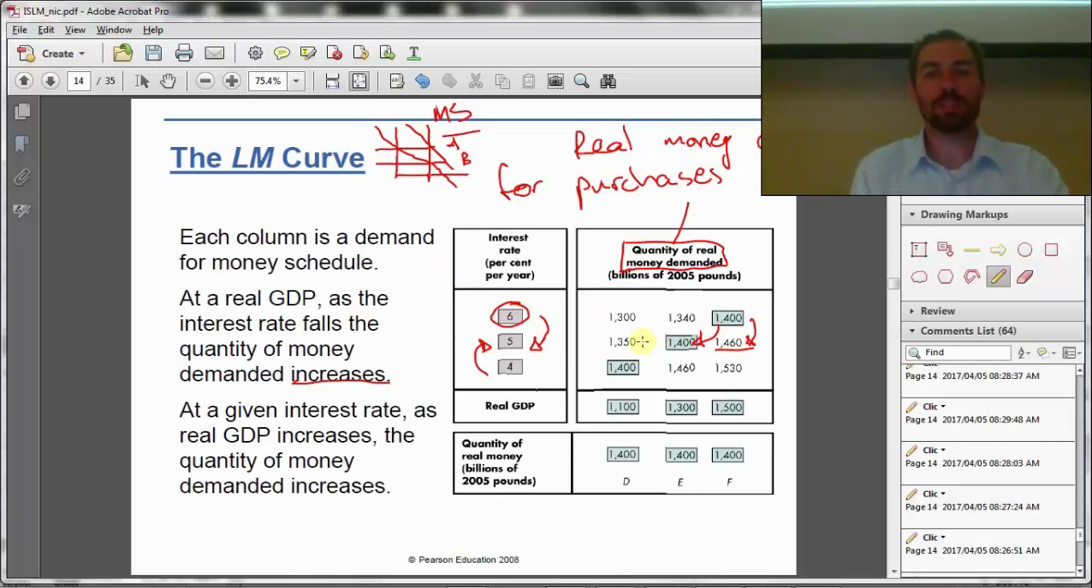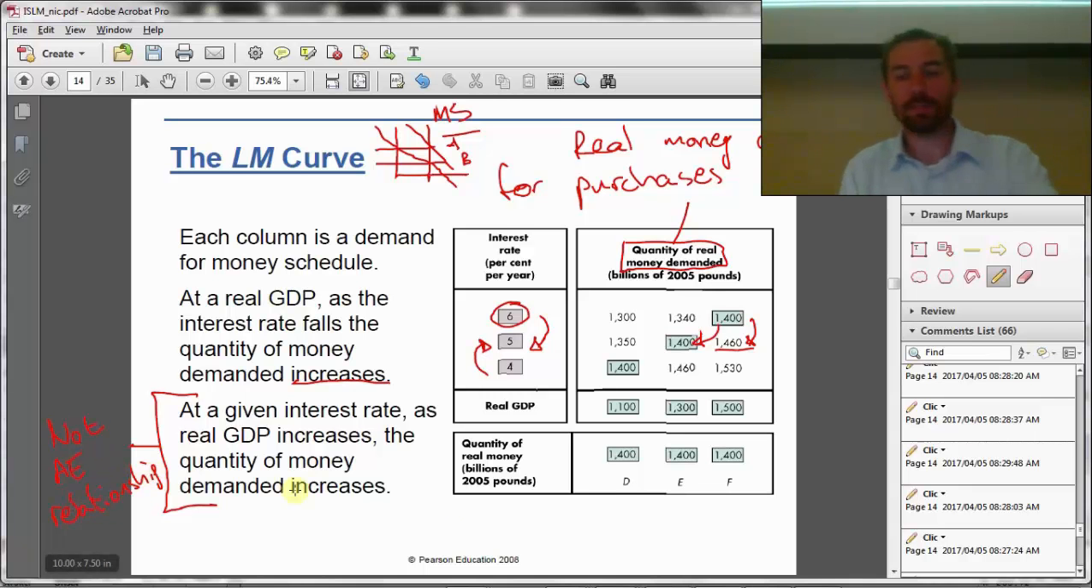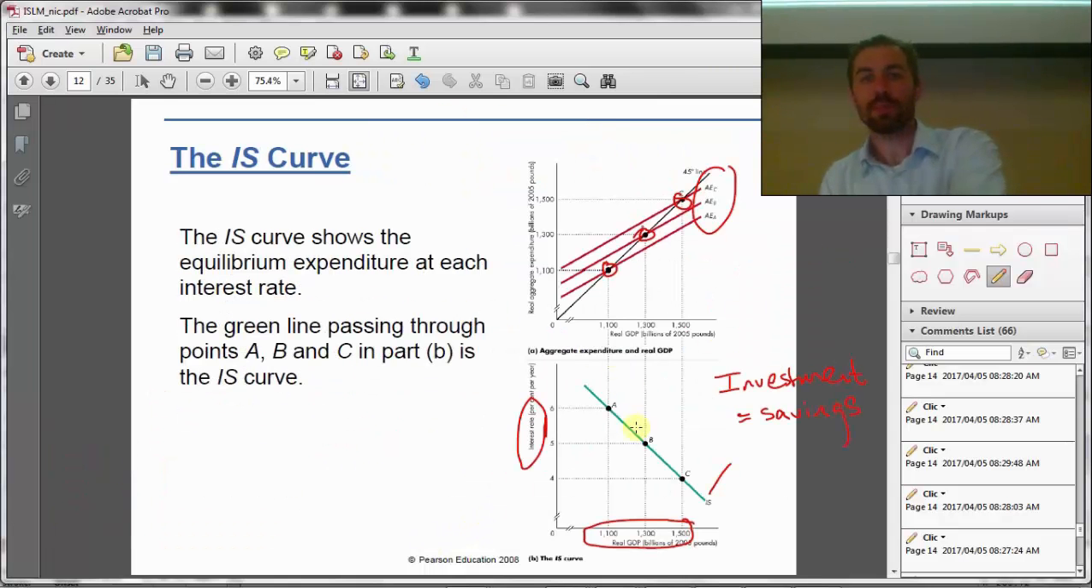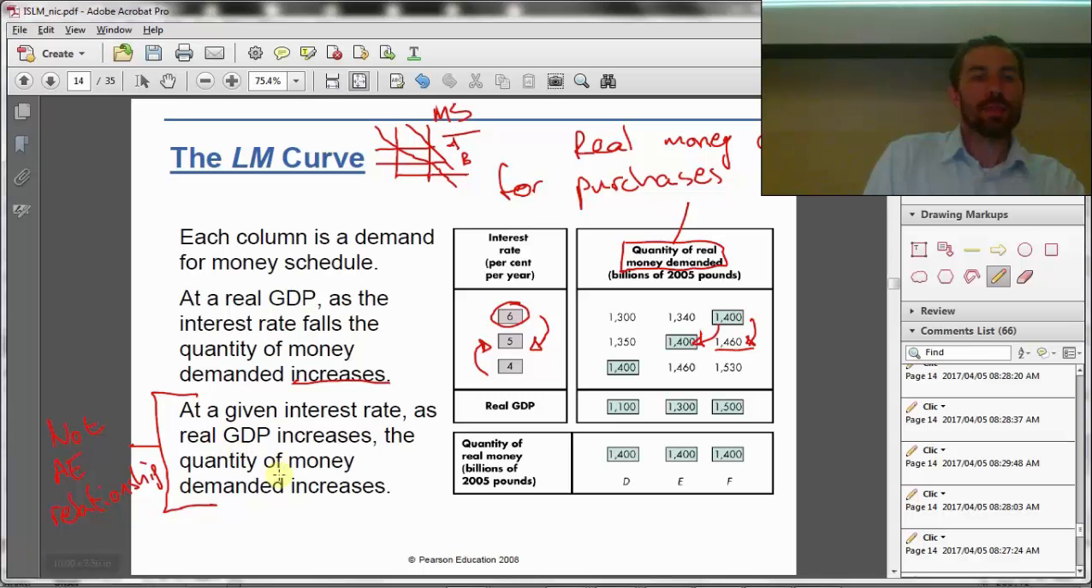So remember, this is not expenditure. In other words, this relationship that is being described is not an aggregate expenditure relationship. Okay? The aggregate expenditure relationship is the following. As interest rate decreases, output increases. The fact that there is a positive relationship between real GDP and interest rate is not because of an aggregate expenditure relationship, but because of a money market relationship. Okay?